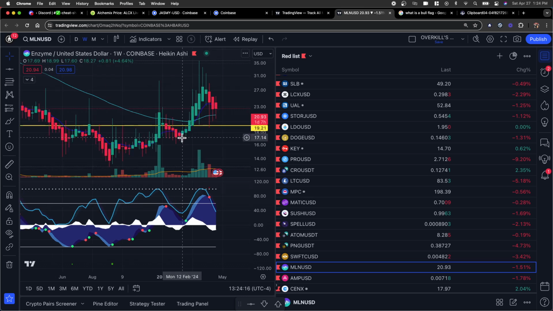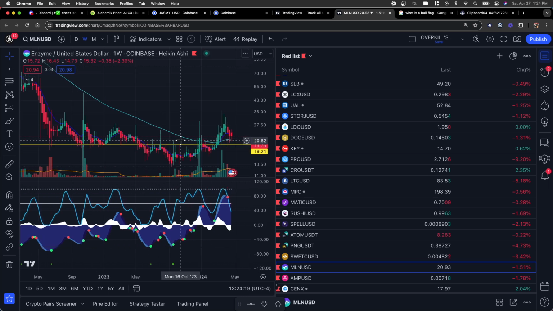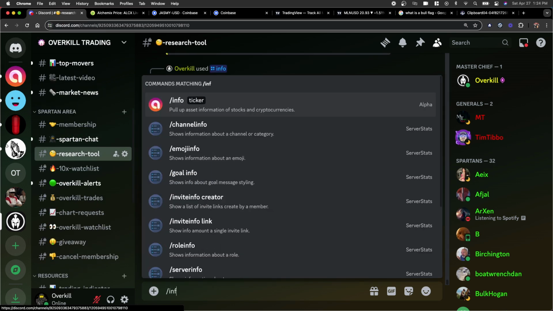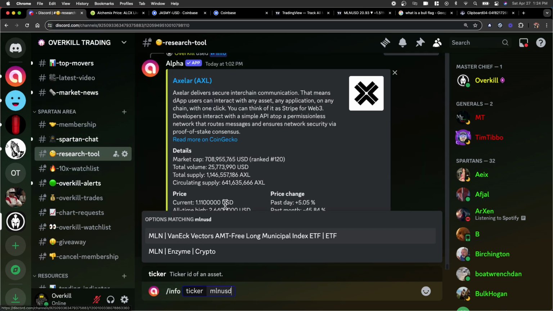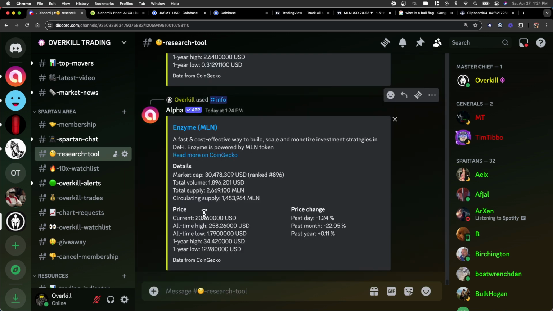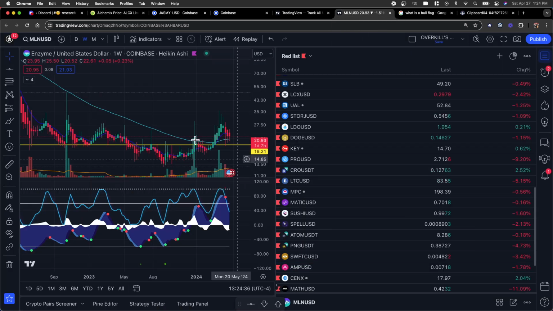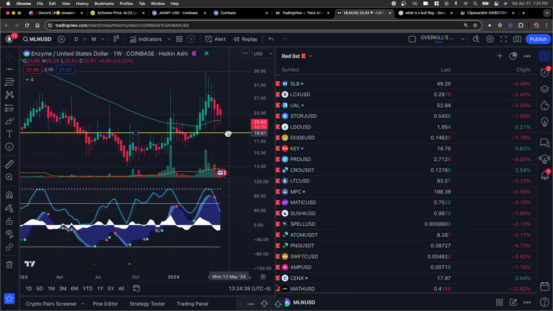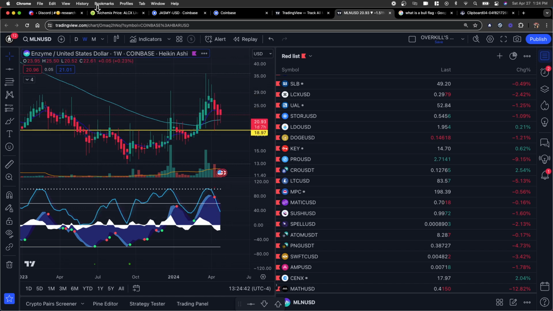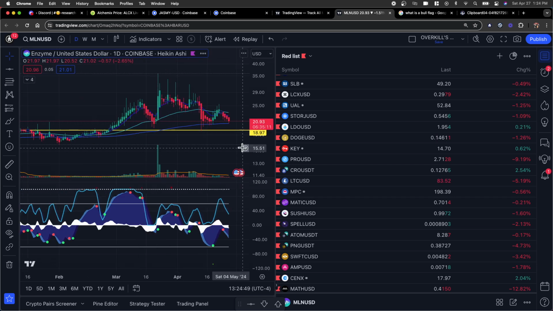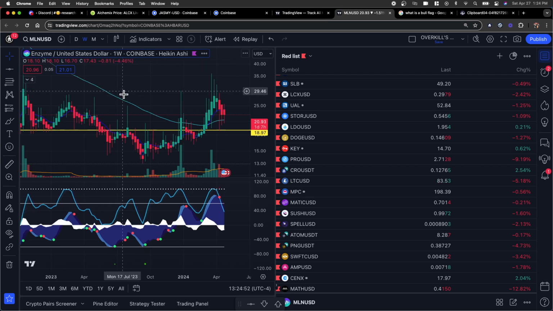MLN. Don't know what this thing is. Enzyme. Looks very interesting. MLN. I forget what this is. Enzyme crypto. Okay, also a very low market cap coin here as well. So this one's 30 million. This needs to be in our altcoin watch list, but I'm going to put this one on the looking to buy list as well. Okay, stop loss on that is going to be 1850. God, that's low. $30 million market cap is literally nothing. It's so low. Okay, that might be another one I want to play.